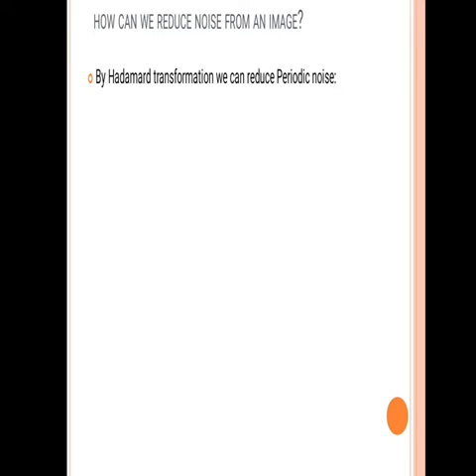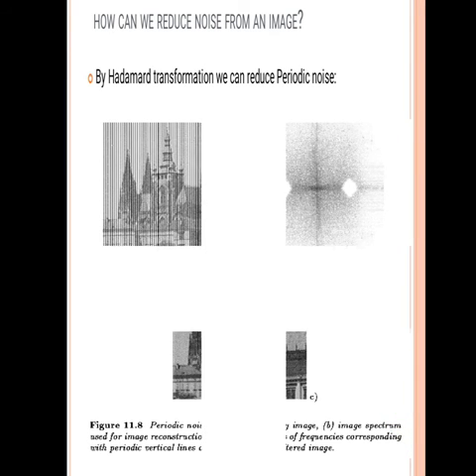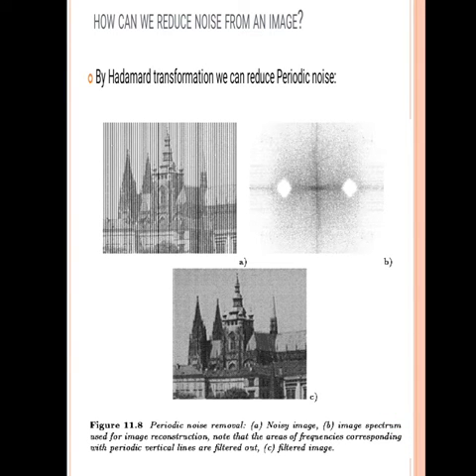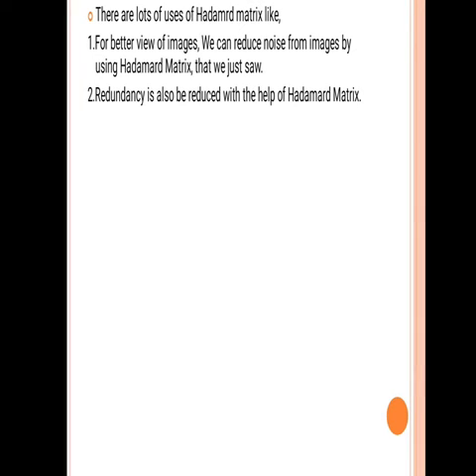How can we reduce noise from an image? So here is the solution with the help of Hadamard transformation. We can easily reduce periodic noise. Image A shows an image with periodic noise. Image B shows the image spectrum used for image construction. Image C represents the filtered image. There are lots of uses of Hadamard matrix, like for a better view of an image we can reduce noise from images by using the Hadamard matrix.